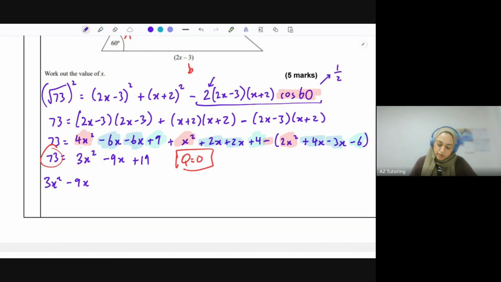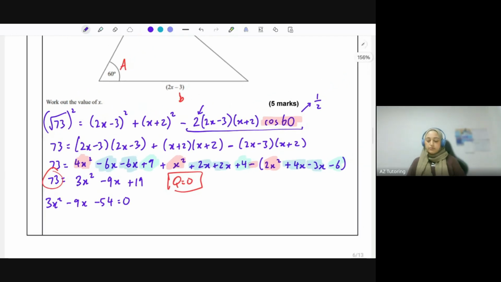Let me double check. 9, add 4, 13, and then minus 6, which adds 6, yeah, 19. So 19 minus 73, because I'm minusing 73 to make it equal to 0, minus 54 equals 0. So look how we got that really big equation to something small that you should recognize just as a normal quadratic.